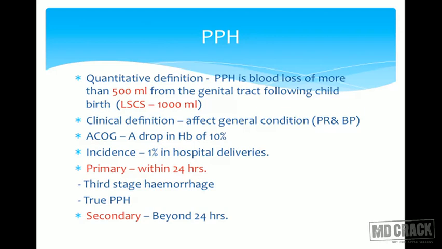According to the ACOG definition, if there is a drop in Hb by 10% or PCV by 10%, then we call it PPH. The incidence is almost 1% in all hospital deliveries.